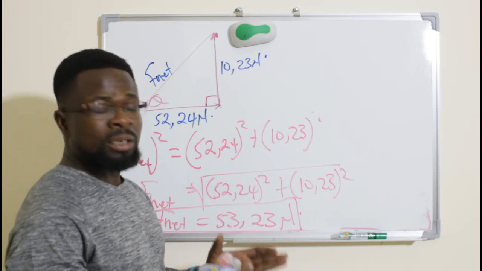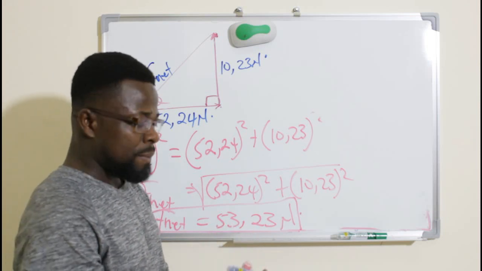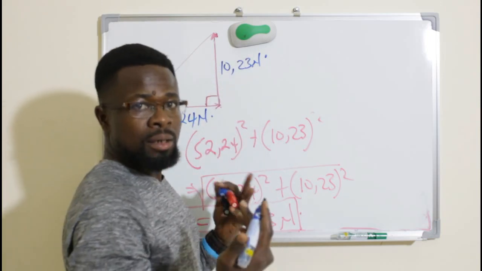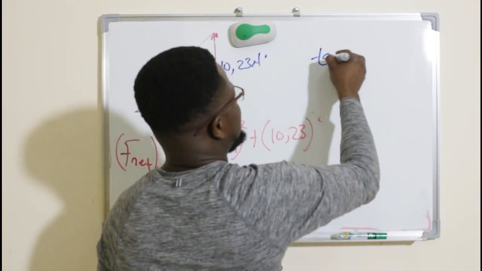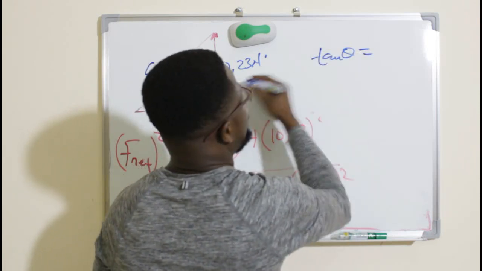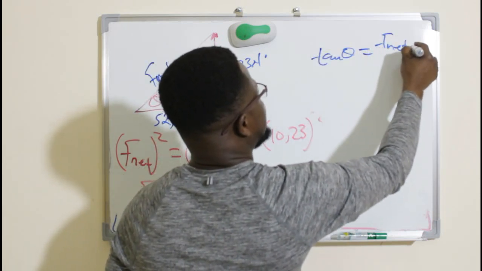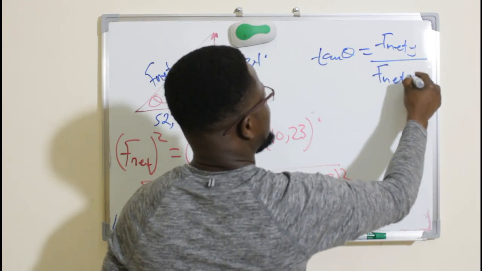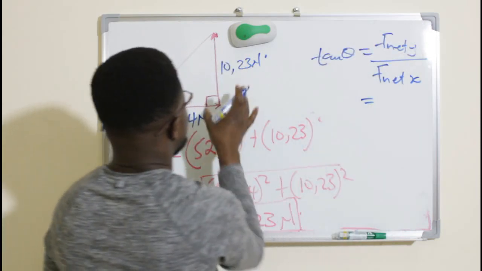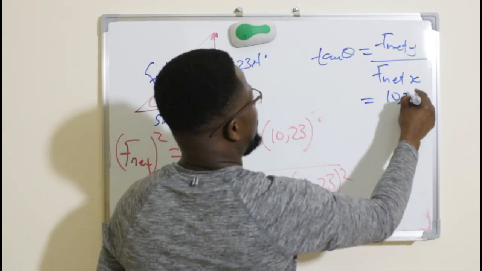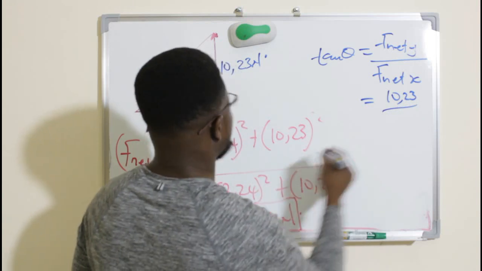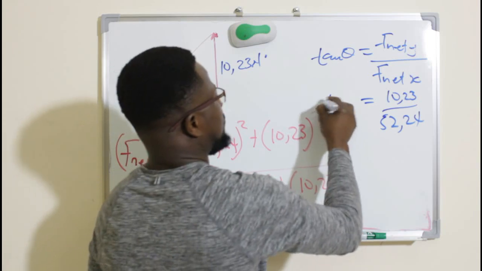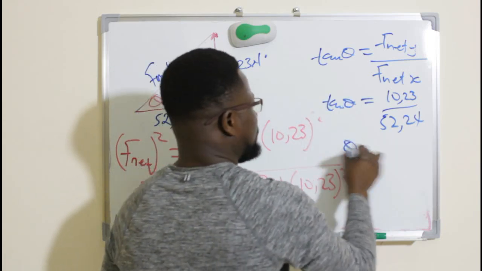So to find the direction, because it is a vector, all we need to do is to apply trig properties. So we say that tan theta is equal to F net of the y divided by F net of the x, and that is going to be where we have 10.23 divided by 52.24. So the tan of that angle, and then we will take the what?